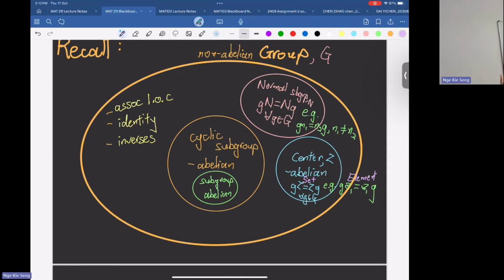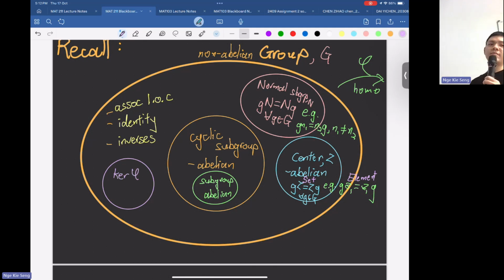There's one more subgroup in the group G you can consider. Let's say you have a map out from the group G, a homomorphism. What do you have? You will have a kernel of this map. This kernel may be trivial. If it is trivial, it means this map is injective. If it is not trivial, then this map is not injective. This is why the kernel is good. It is still a subgroup.